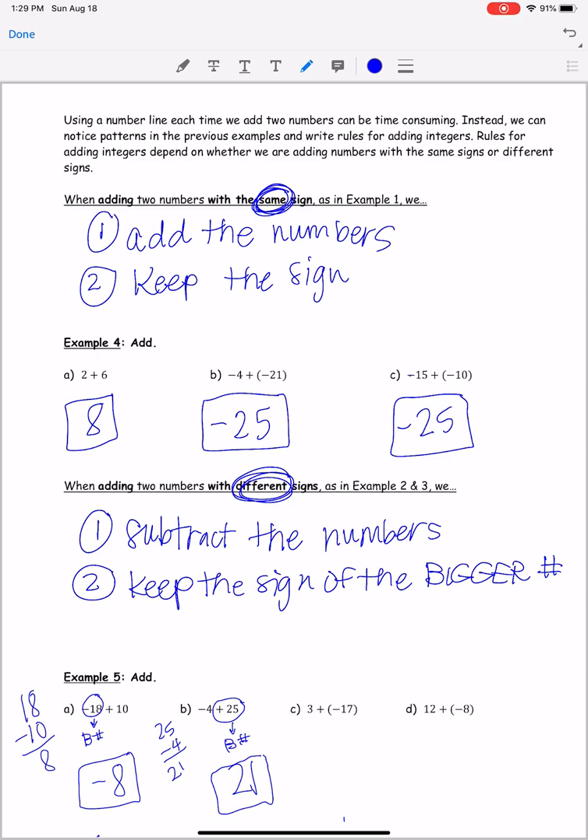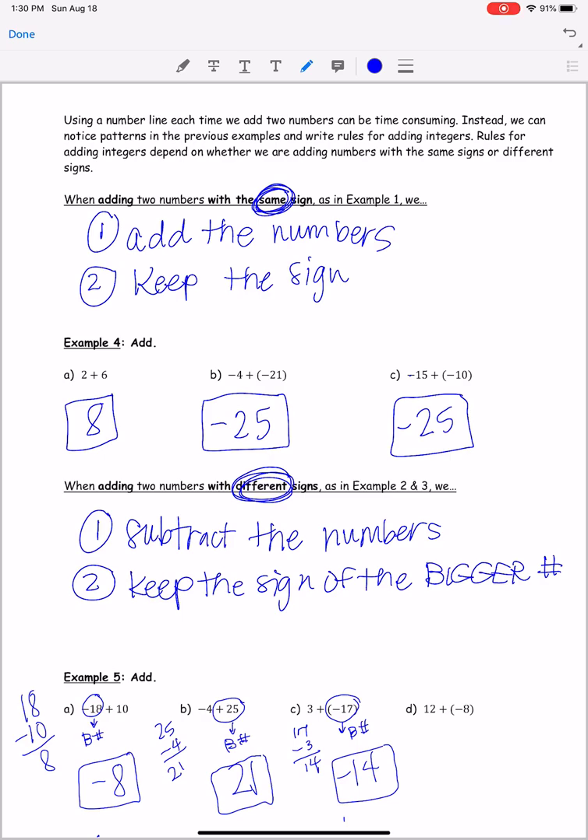Okay, pause the video and see if you can do C and D. On C, you've got 3 plus a negative 17. So 3 is known to be positive. 17 here is negative. So we're going to subtract. 17 minus 3 gives me 14. Step 2 is to keep the sign of the bigger number. What's the bigger number? Is this 17? And that 17 is negative. So my answer here is negative.